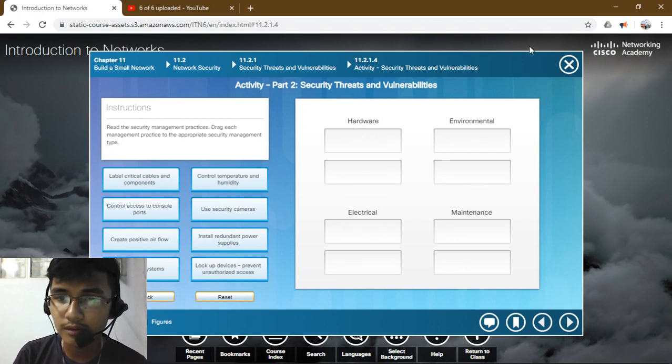For part 2, we have here the security management practices: hardware, environmental, electrical, and maintenance. These are the security management practices. For the hardware, we need to lock up the devices.